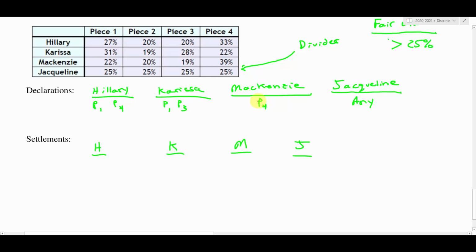So I look at Mackenzie here. She was only okay with the one piece of land. She was only okay with piece 4. So I'm automatically going to give Mackenzie piece 4 because there's no other way to make her happy. Piece 4 is now no longer available to any other players.